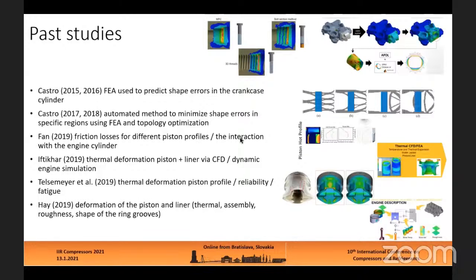I also did my master work in a similar topic, proposing an automated method to minimize shape errors in a specific region of a part using finite element analysis and topology optimization. So it was an academic study, so not related to compressor, but it can perfectly be related to this, because we are selecting a region of the part which we want to basically preserve its shape, having it very perfectly, in this case, rectangular, and change the structure around it in order to minimize this deformation.